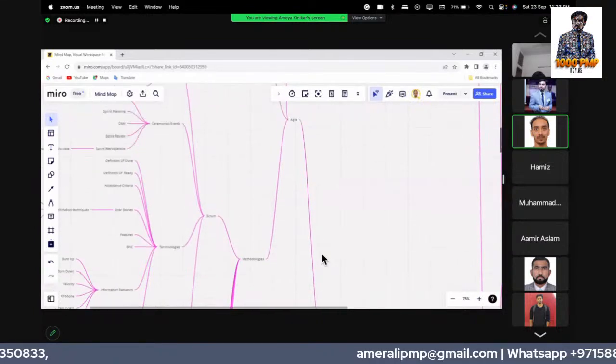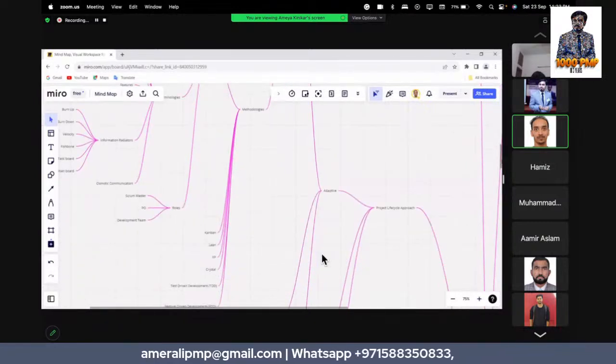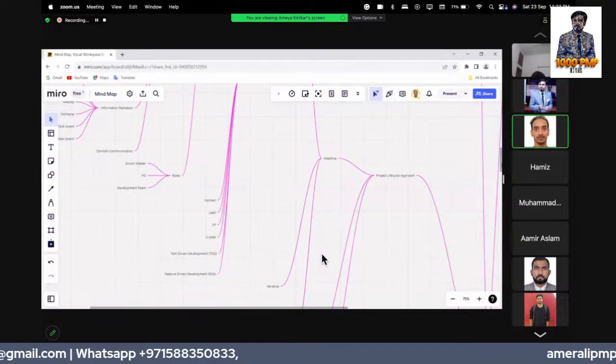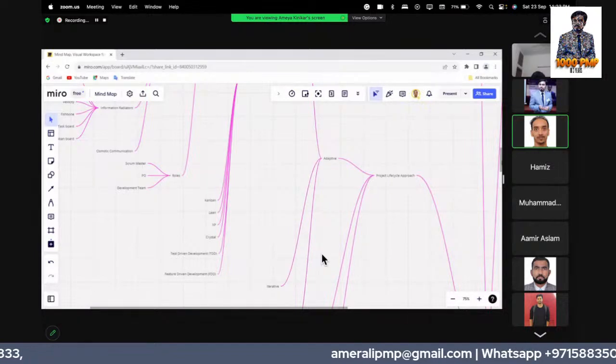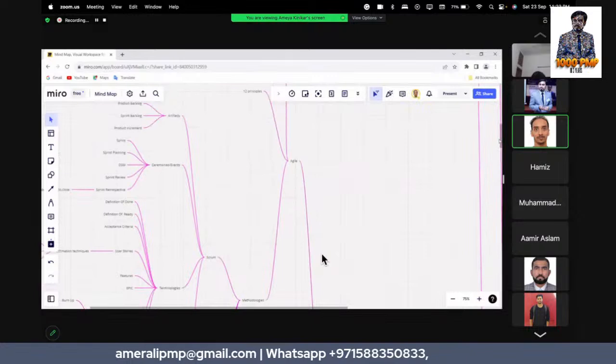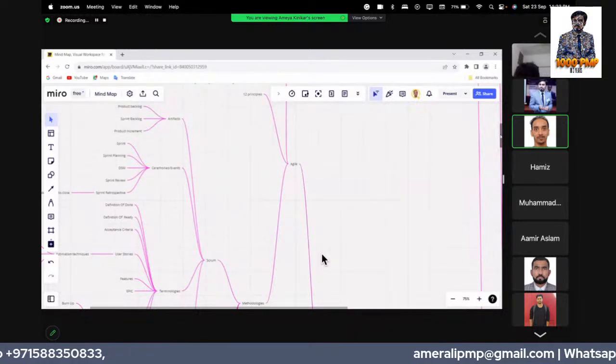And Agile has some methodologies. To name a few, there are Scrum, Kanban, Lean, XP, Crystal, test-driven development, and feature-driven development. We will be discussing more about Scrum. So Scrum has 3 artifacts, 5 ceremonies, and 3 roles.